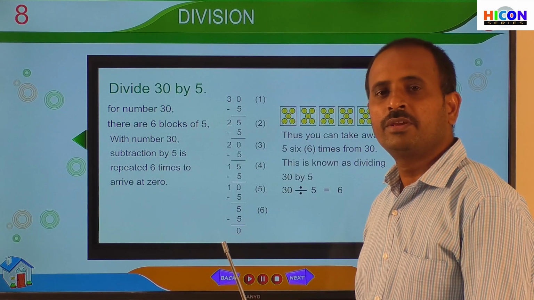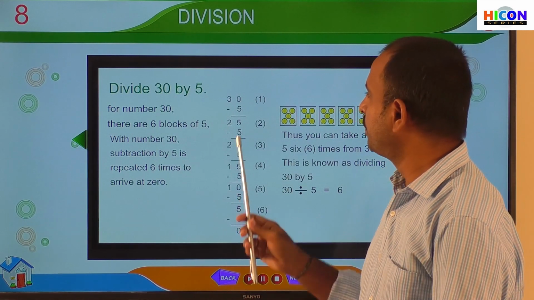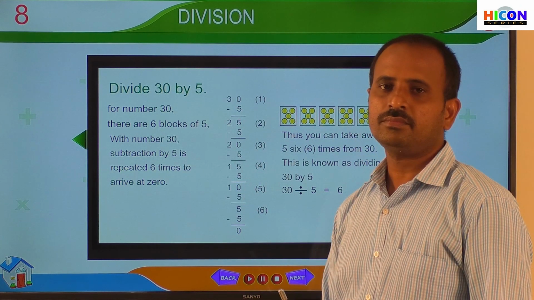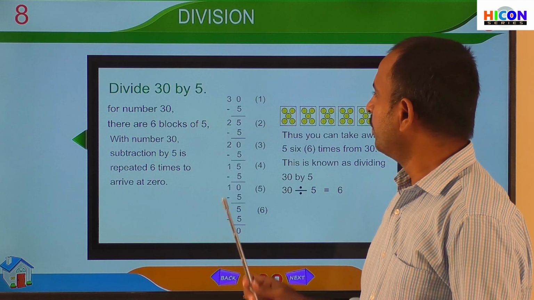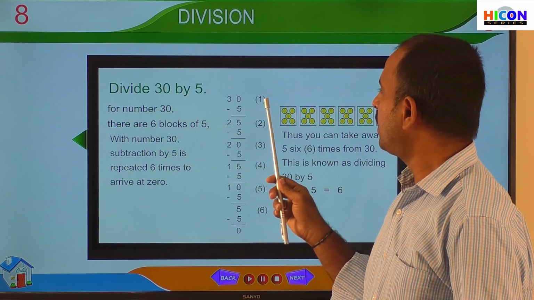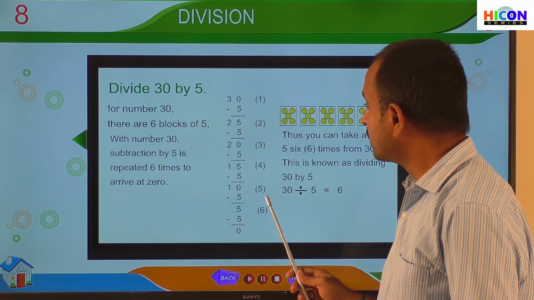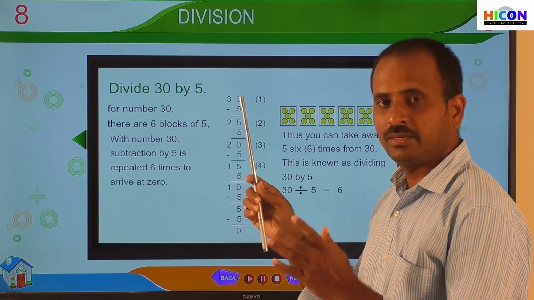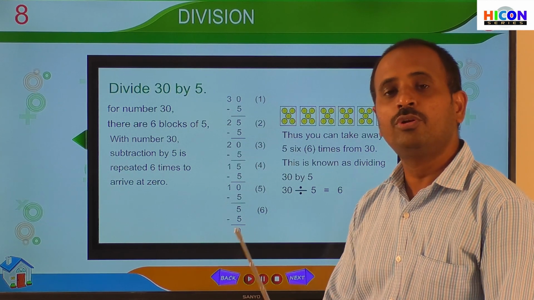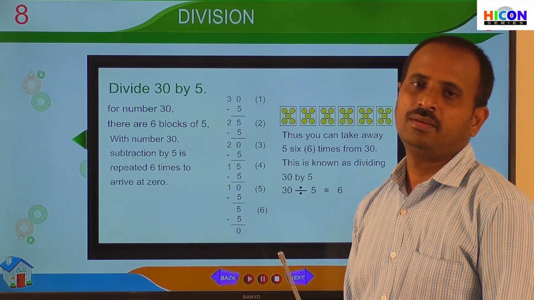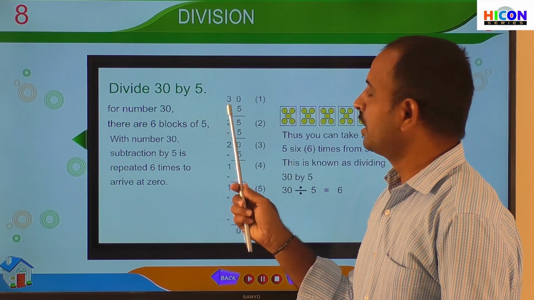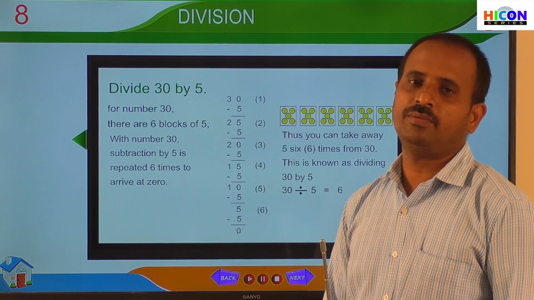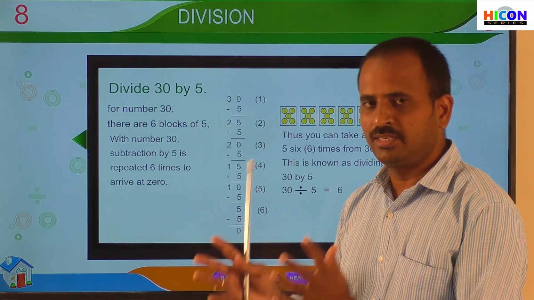So in this way, we have to subtract a number repeatedly from a given number until we reach 0. So children, how many times have we subtracted 5? We have subtracted a total of 6 times from the given number. That means the number 30 can be divided into 6 blocks of 5, 6 groups of 5. So the answer is 6.